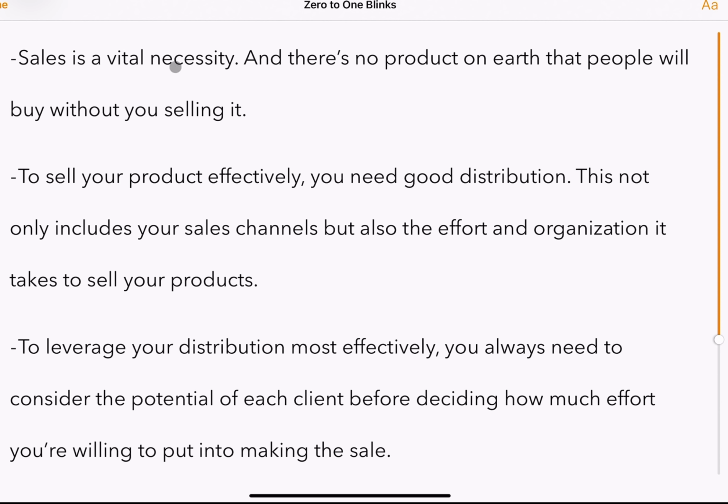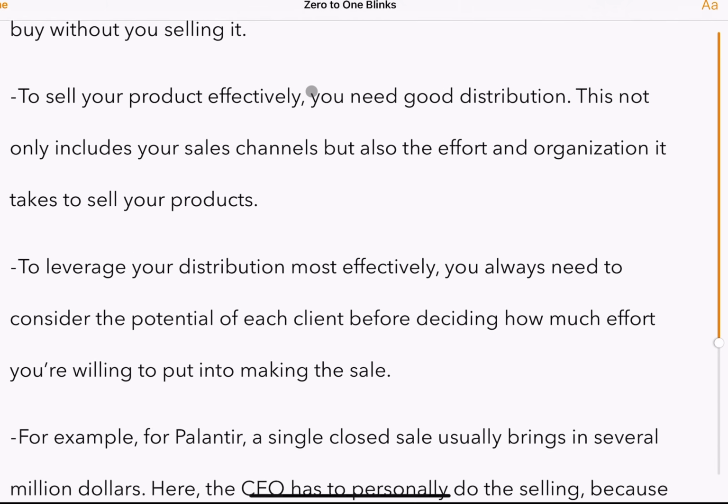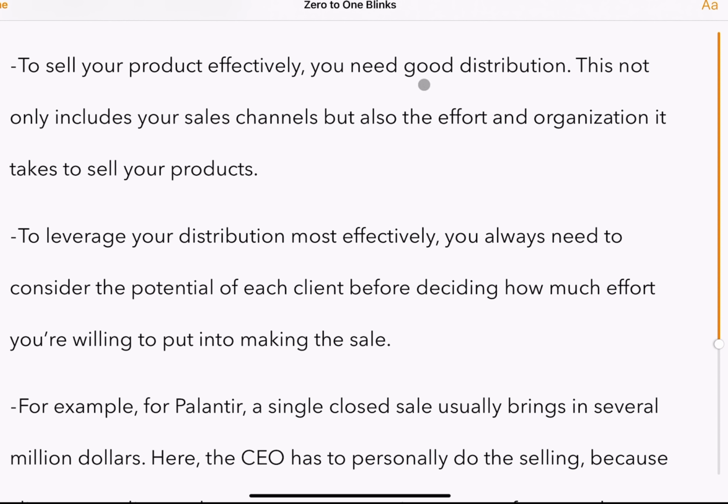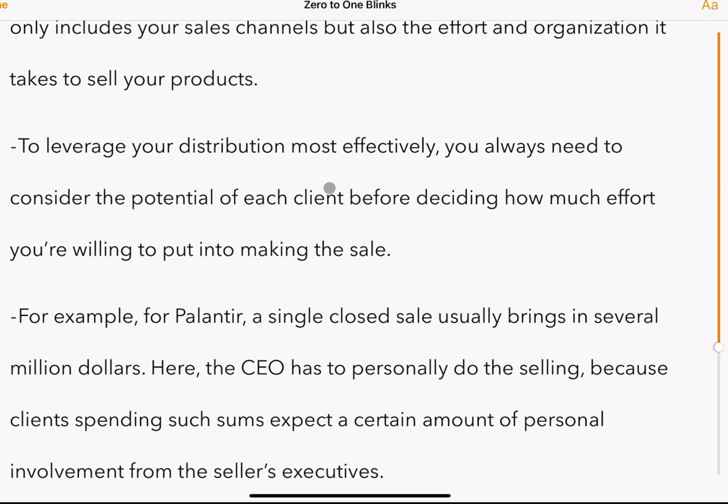So Peter Thiel is saying here that sales is a vital necessity, of course, and there's no product on earth that people will buy without you selling it. That is perhaps a little bit of a stretch, but I get where he's going with it. He says to sell your product effectively, you need good distribution.